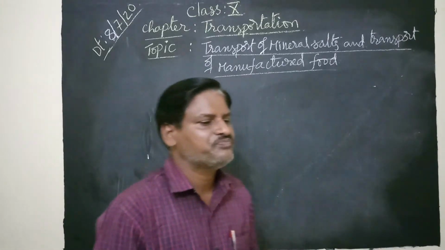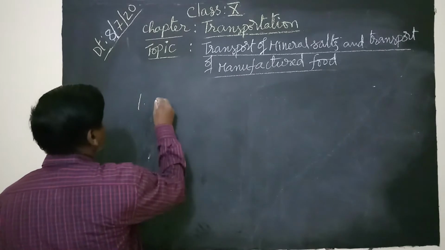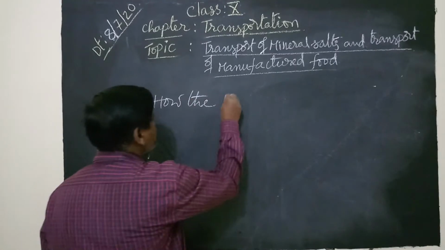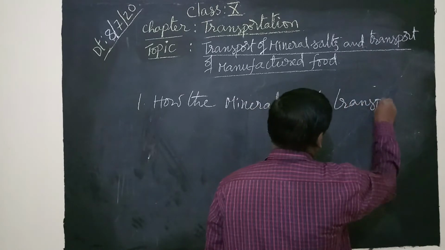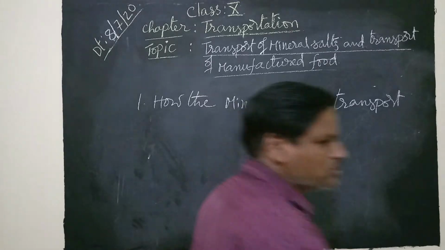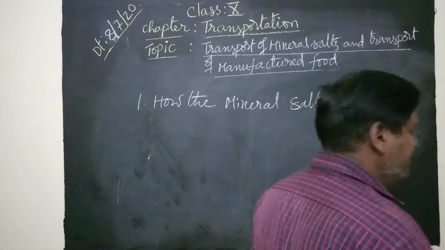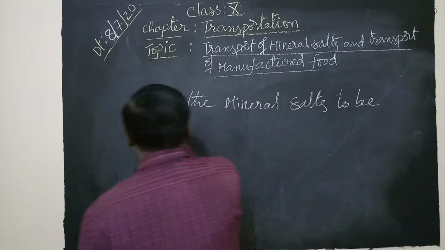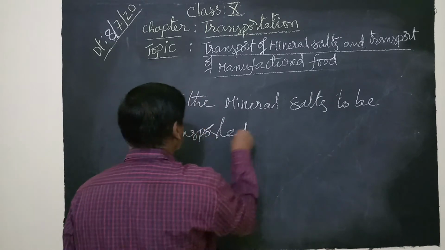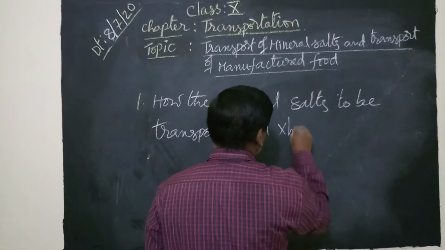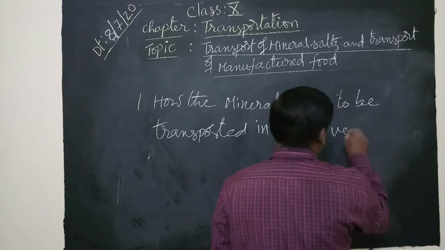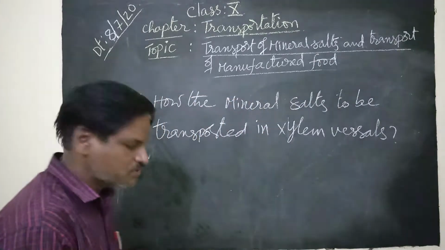Okay, now get your diary, children. First question, write down, children: how are mineral salts transported in xylem vessels? This is one diary question you have to write, children.